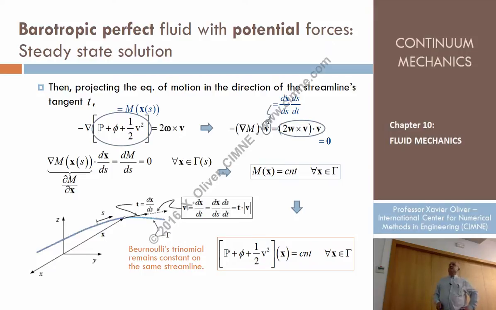But look, what is the aspect of this? This is a vector product of two vectors, omega and velocity, right? By the way, this should be a calligraphic omega, that's a mistake here. So this is twice omega, dot product, times velocity.